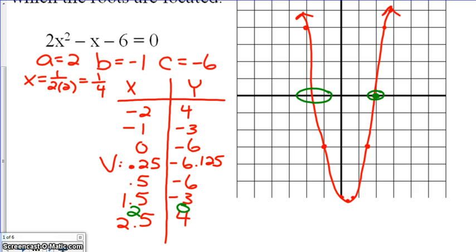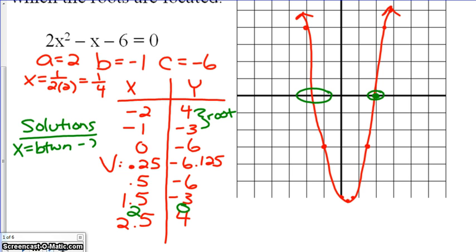The next one, if we look at our t-table, we are changing from a positive to a negative in our y values between 4 and -3. So our solution is going to lie between the x values of -1 and -2. So those are our two solutions.